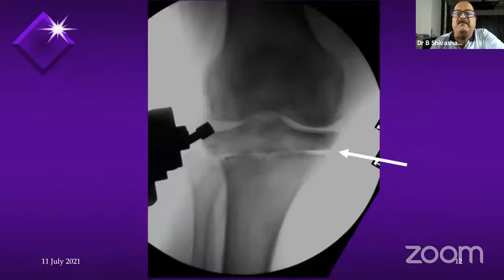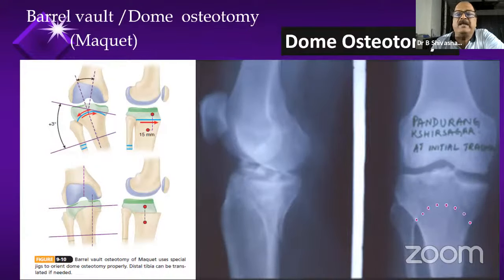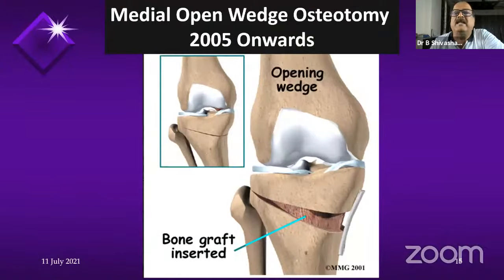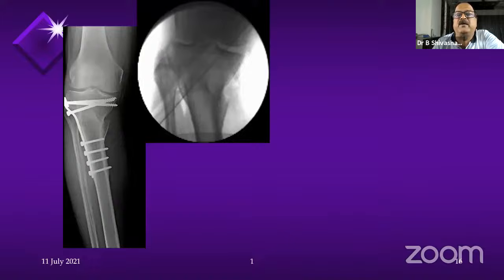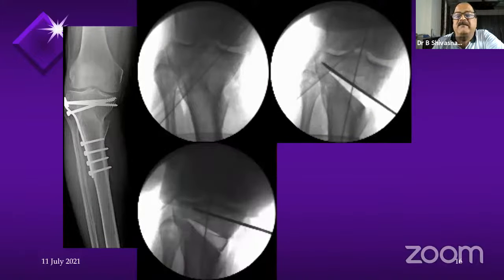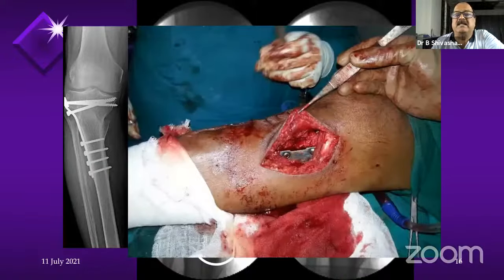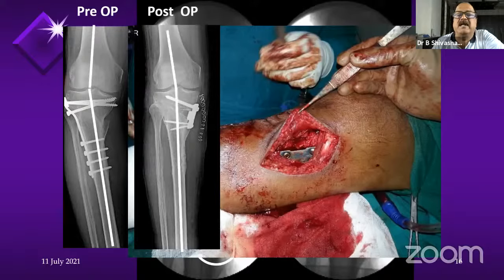Then with the availability of the Ilizarov, we started doing the barrel dome type of osteotomy, and this one is a malunited medial condylar fracture treated with this barrel dome type of osteotomy. Then probably after 2005 onwards, to avoid the fibula osteotomy, medial open wedge osteotomy became more famous, and with the availability of the Puddu plate, the life of the orthopedic surgeon became very easy. This is a graft used, and also the Puddu plate has been used, and this is the clinical picture of the same patient. So you can see nice correction with these plates available.